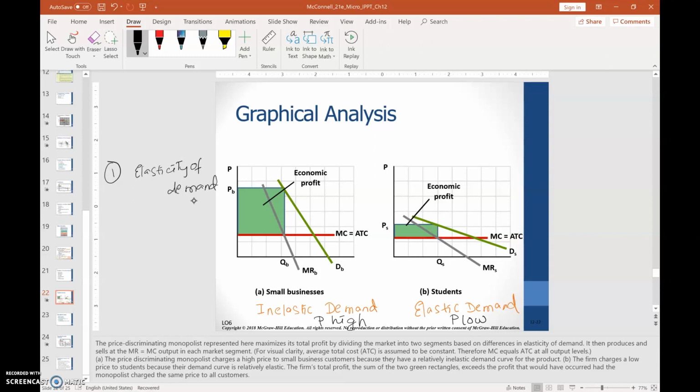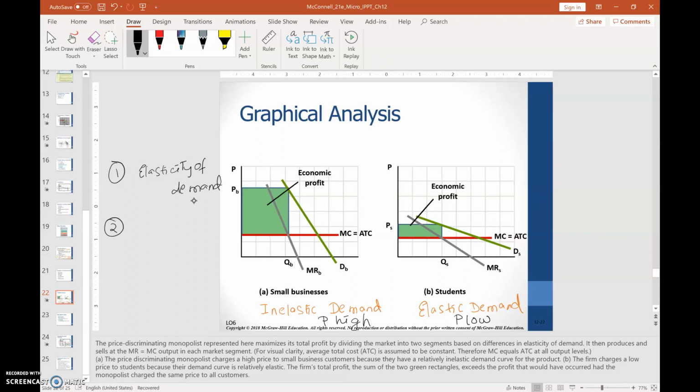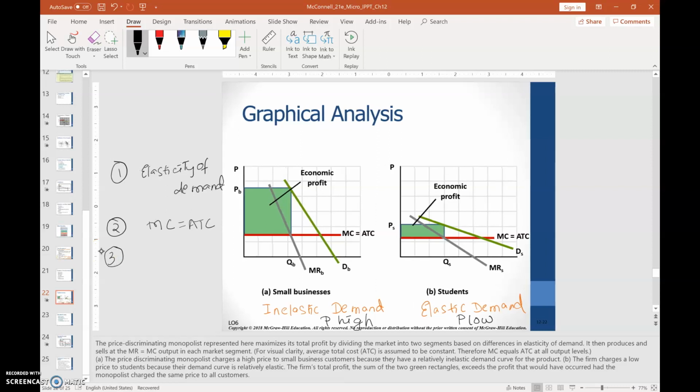low in this case. Number two, the marginal cost will be equal to average cost, and this is a horizontal straight line. Number three, the monopolist is maximizing output at the point at which marginal revenue is equal to marginal cost for small businesses and students. So the output maximization condition does not change even when we are price discriminating.